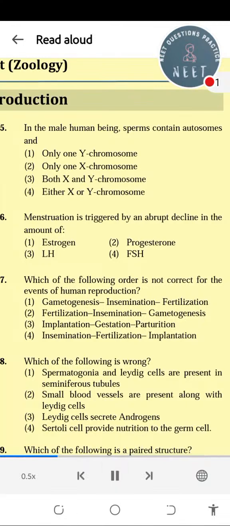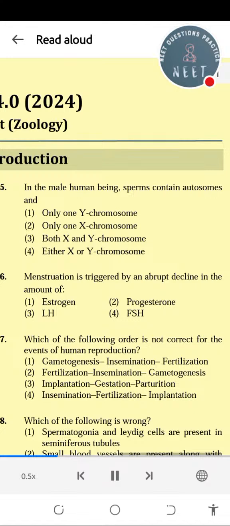6. Menstruation is triggered by an abrupt decline in the amount of: 1. Estrogen, 2. Progesterone, 3. LH, 4. FSH.